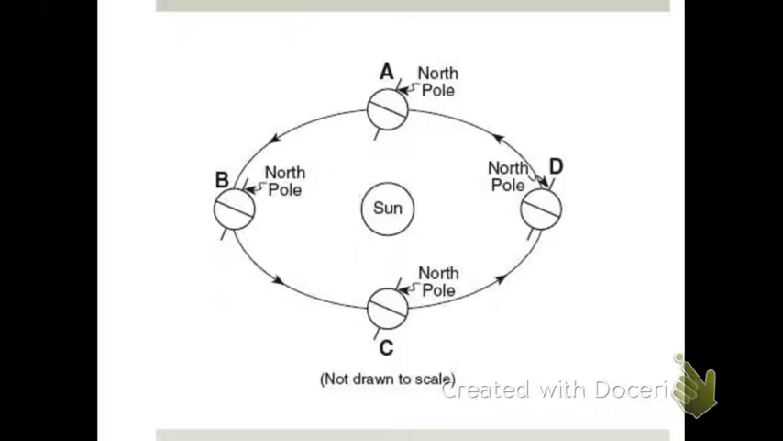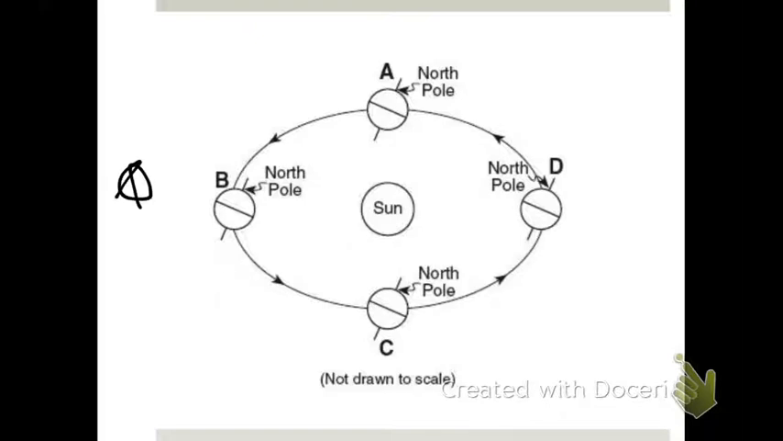Now, we already know there is only one Earth in orbit. So the fact that it has 4 pictures here is just showing you 4 different locations the Earth could be. Okay, so let's look at location B.